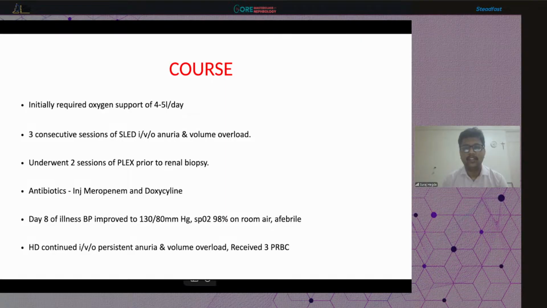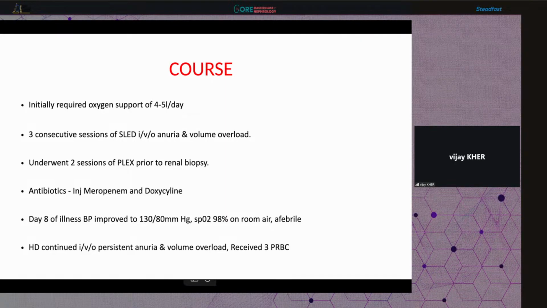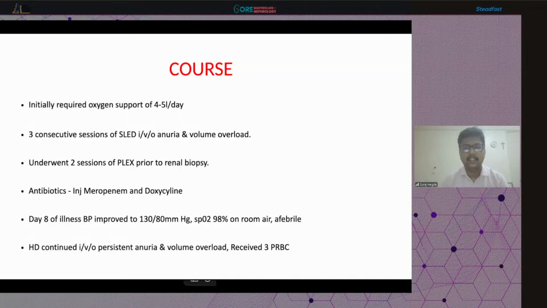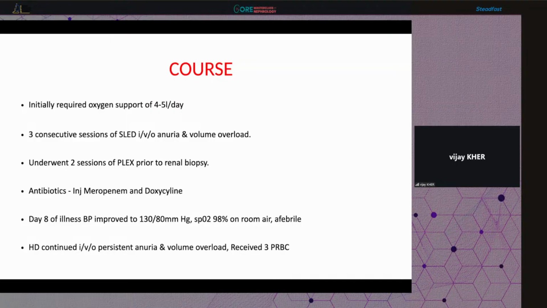Within 24 to 48 hours, it should be started. As soon as you make a diagnosis. So diagnosis of AHUS is a clinical diagnosis. You don't require a biopsy or anything to do. And to prevent what has happened to this patient, you would want to give it the moment you make a diagnosis that this is hemolytic uremic syndrome.